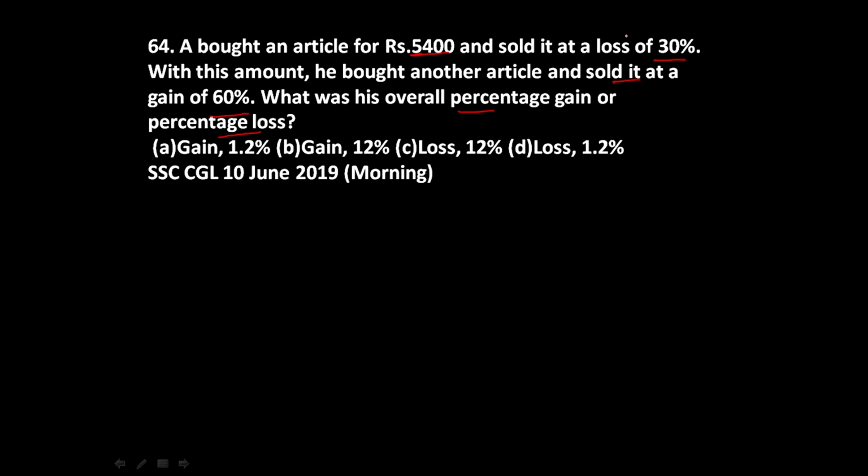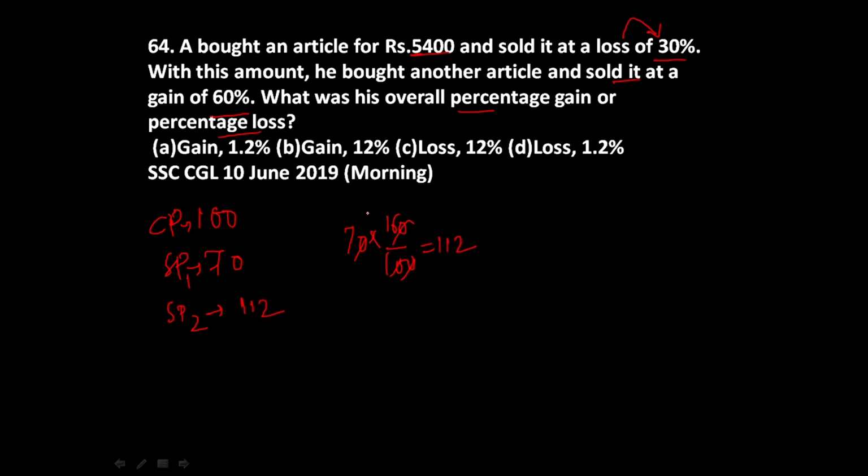How? Look at this. Firstly, it is a loss of 30%. So suppose CP is 100, then SP is 70. Clear? It said that with this amount, meaning 70, with this 70 rupees he bought another article and sold it at a gain of 60%. So if it is SP1, then SP2 will be a 60% gain. So it's 112. It is calculated like this. Clear? It's 112.